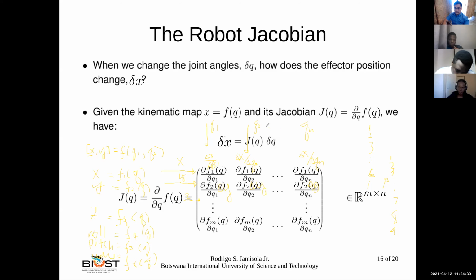Okay, did you understand how each element is being computed? Maybe it's clearer if we give an example. So let's move forward.